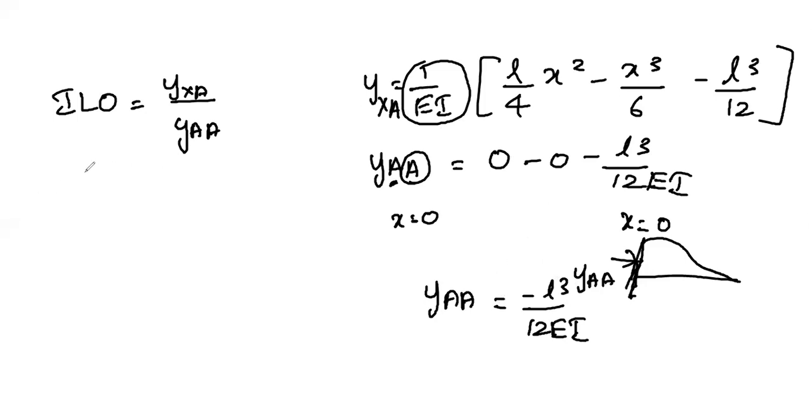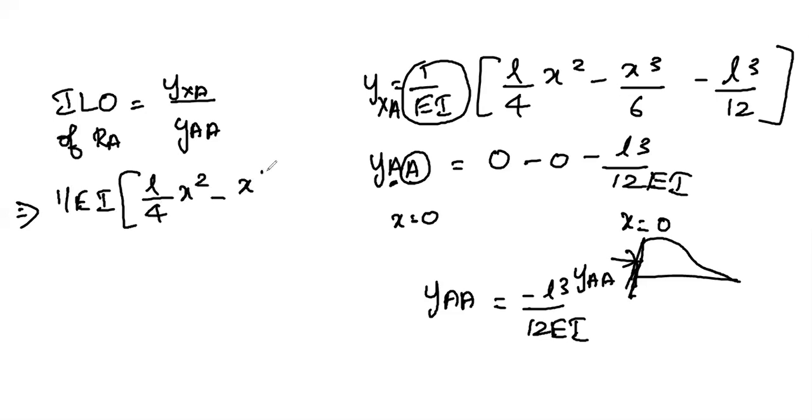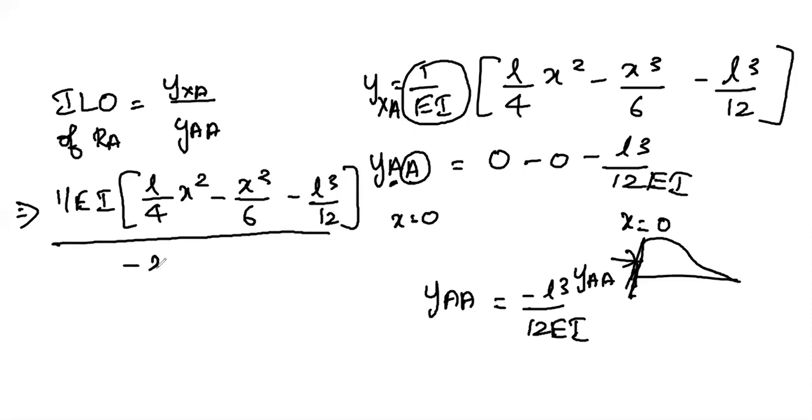Now I am going to apply this value to find the influence line ordinate for the reaction at the point A. This 1 by EI into (L by 4 x square minus x cube by 6 minus L cube divided by 12), whole divided by minus L cube divided by 12 EI. What happened means this EI and this EI will get cancelled. When I am rewriting this, 12 divided by L cube.